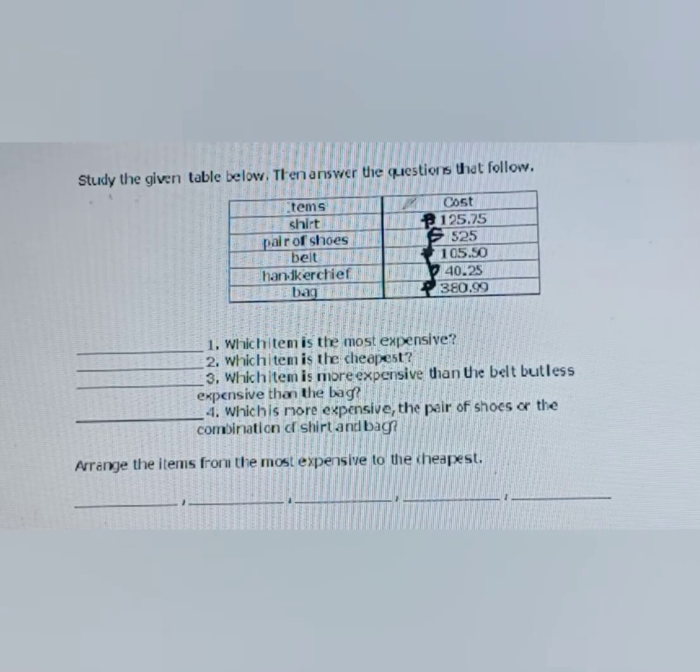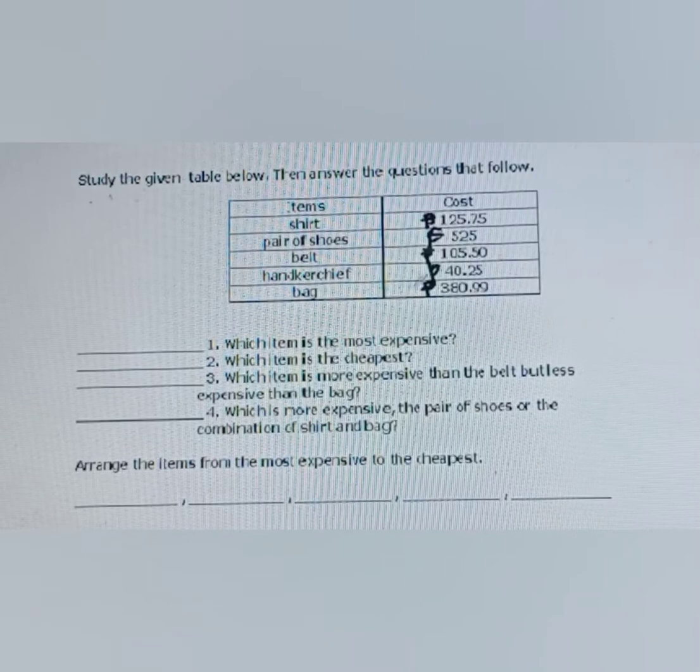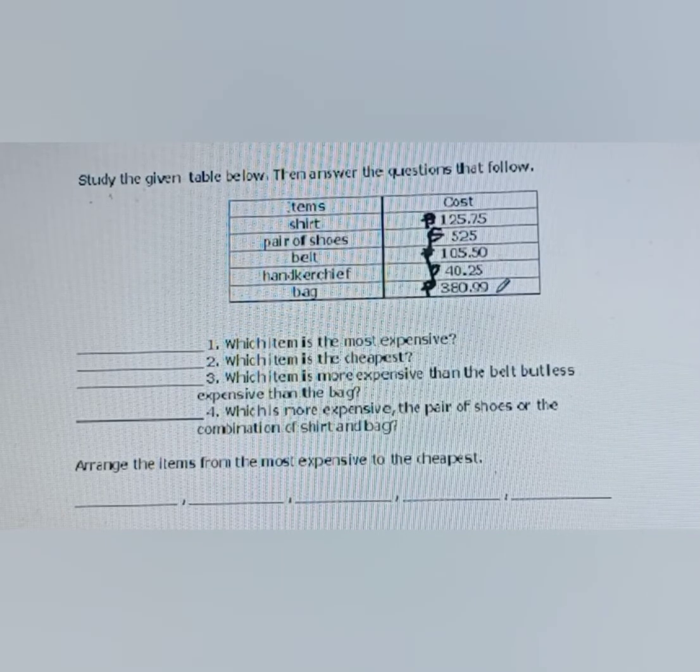Okay, for the shirt, we have 125 pesos and 75 cents. For the pair of shoes, we have 525 pesos. For the belt, we have 105 pesos and 50 centavos. Handkerchief, 40 pesos and 25 cents. And the bag, 380 pesos and 99 centavos.